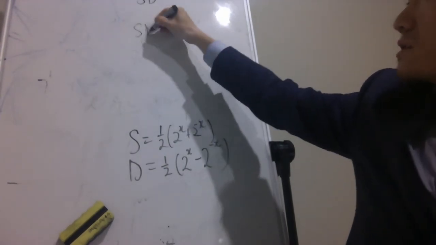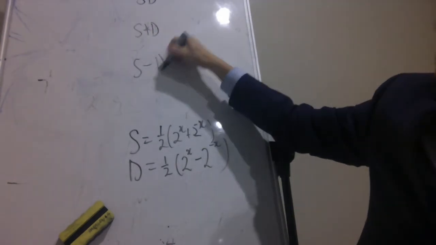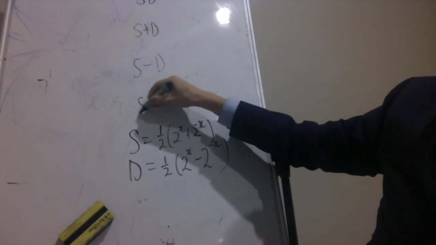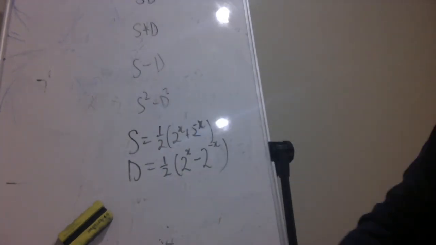So we're looking for SD, S plus D, S minus D, and S squared minus D squared.